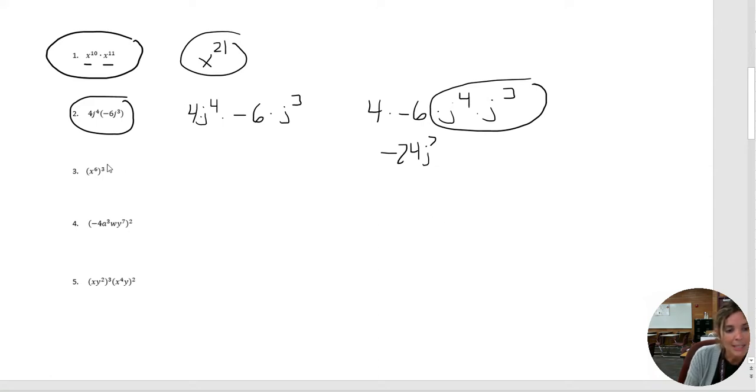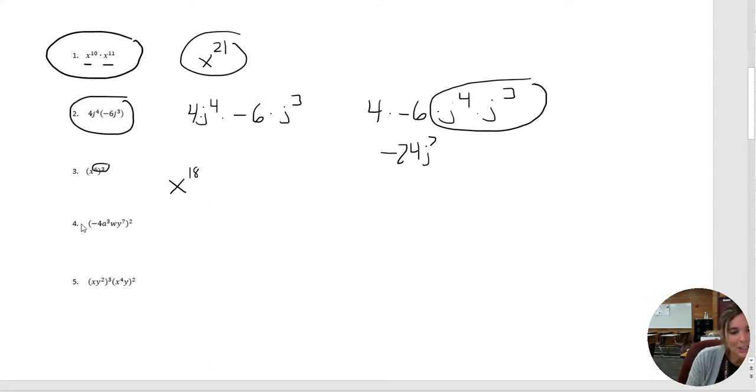Okay. On the next one, this is a situation where we have a power raised to another power. So if you have a power raised to another power, you have to multiply. X to the sixth raised to the third is x to the 18th.